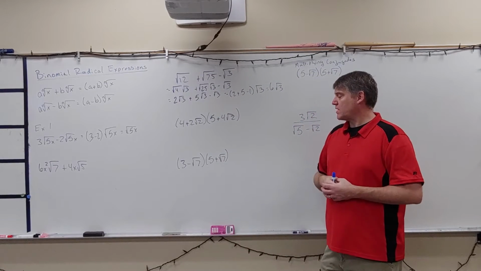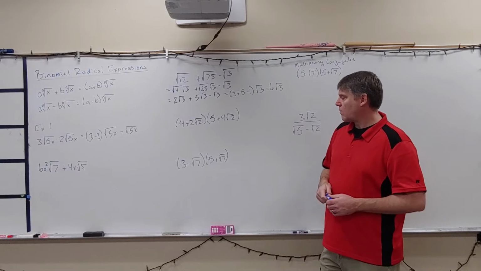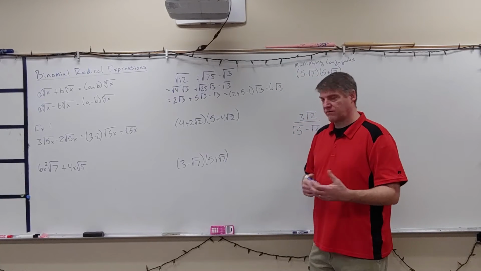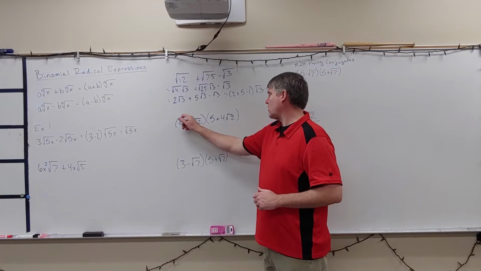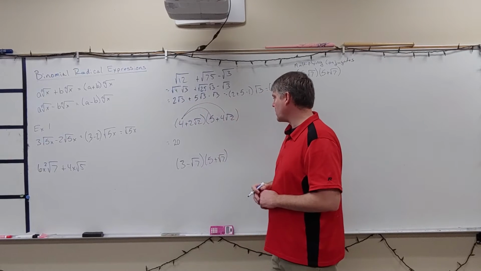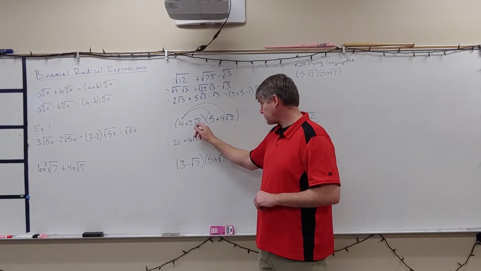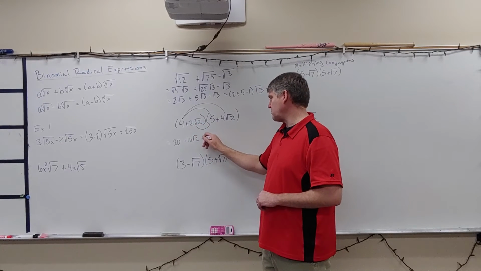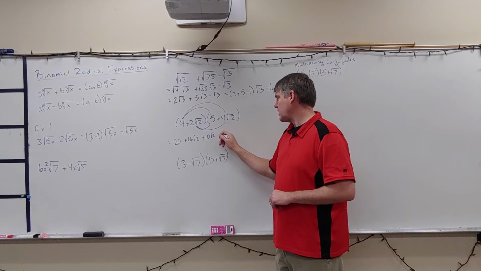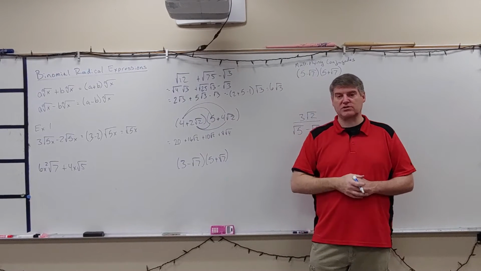Now we're going to talk about multiplying. Well, what happens if I'm multiplying a binomial? I'm going to multiply this out, double distribute, or FOIL, whichever way you want to talk about it. So I'm going to go 4 times 5 is 20. 4 times 4 square roots of 2 is going to give me 16 square roots of 2. 2 square roots of 2 times 5 is going to be plus 10 square roots of 2. And then 2 square roots of 2 times 4 square roots of 2 is going to give me 8 square roots of 4, right? Because square root of 2 times square root of 2 is the square root of 4.